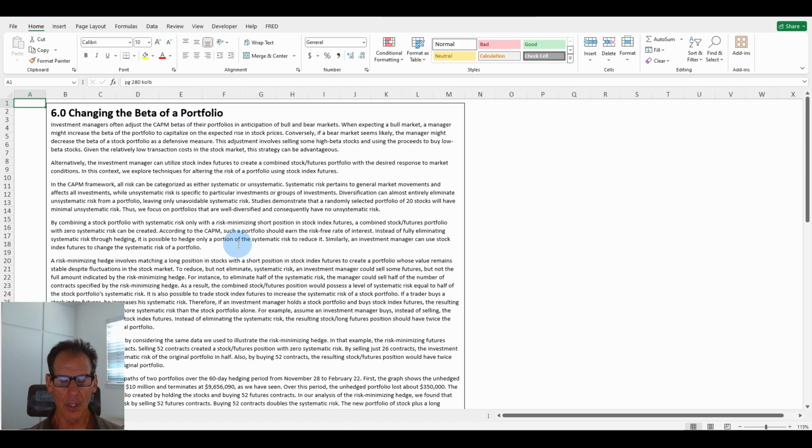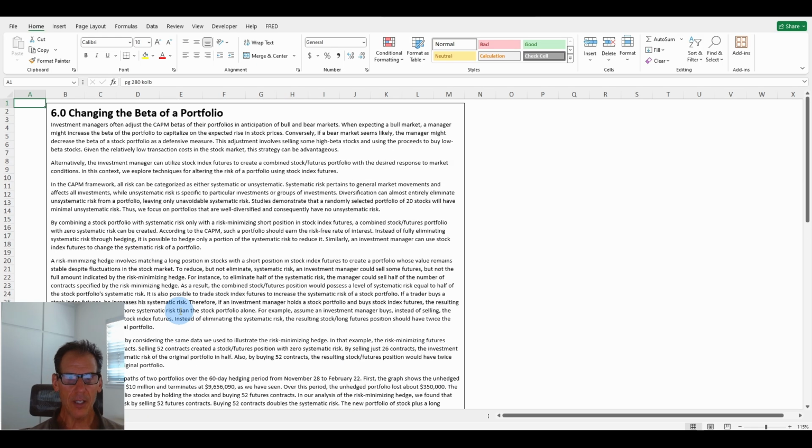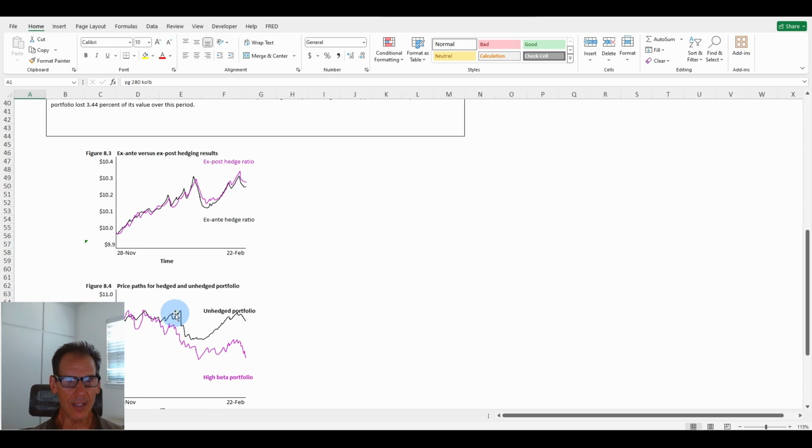I introduced this earlier under a different example. How about we look at it in terms of changing the beta of the portfolio here? Notice the difference, or recognize the difference, if there is any, between that first example and this second example.